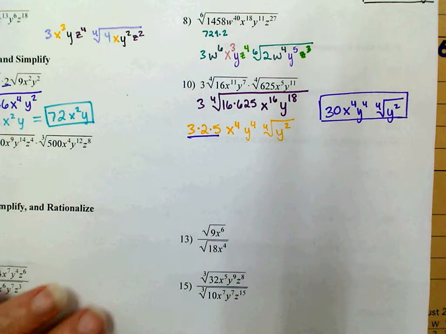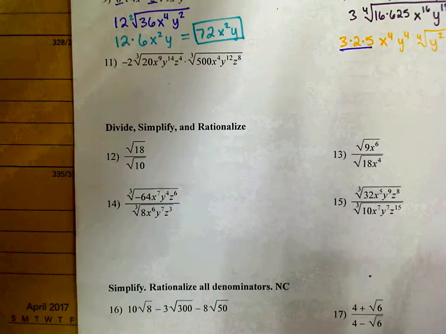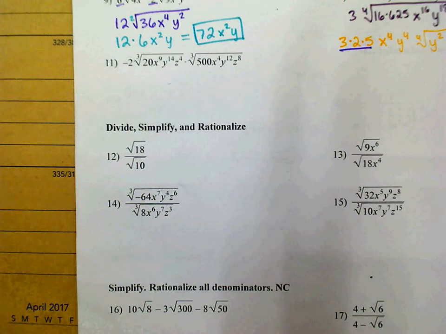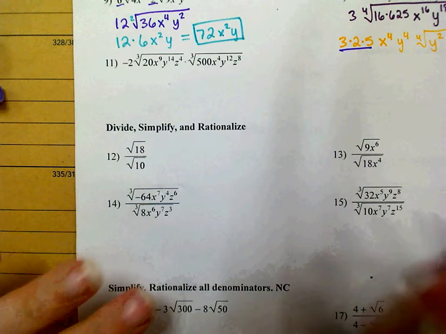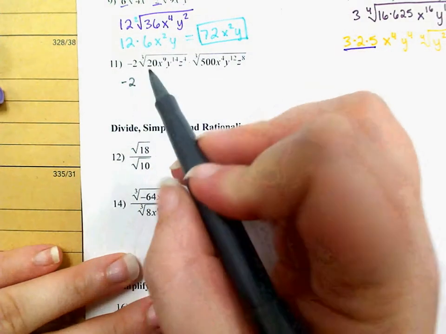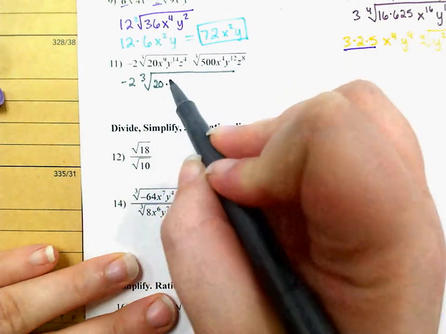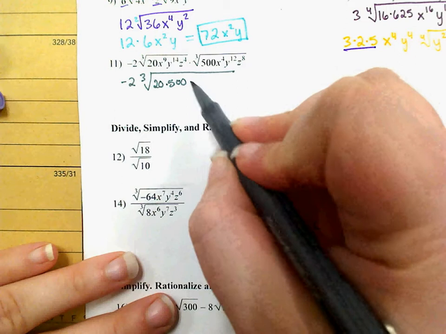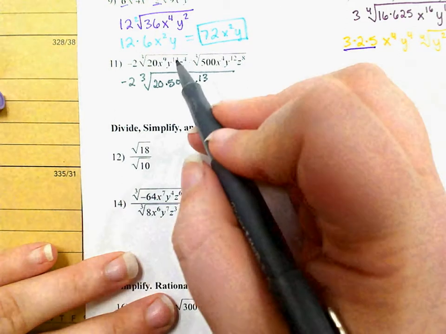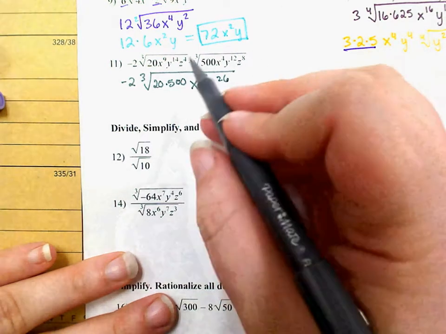On number 11, I'm going to do the same thing. So I've got negative 2 times the cubed root of 20 times 500. I've got x to the 9th and x to the 4th, that's x to the 13th. y to the 14th and y to the 12th, that's y to the 26th. z to the 4th and z to the 8th, that is z to the 12th.